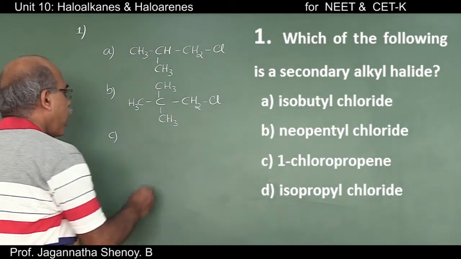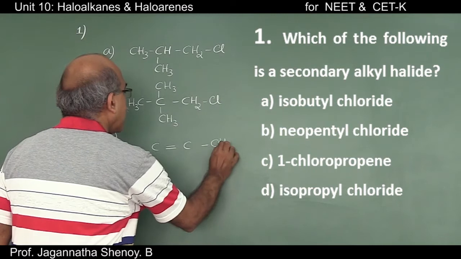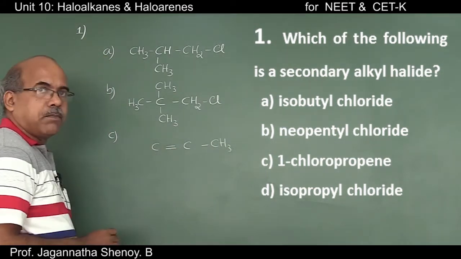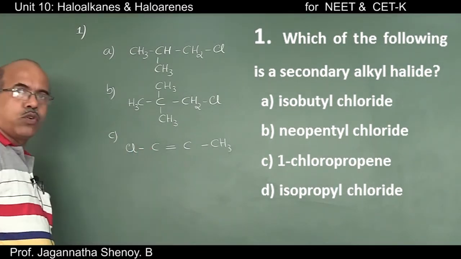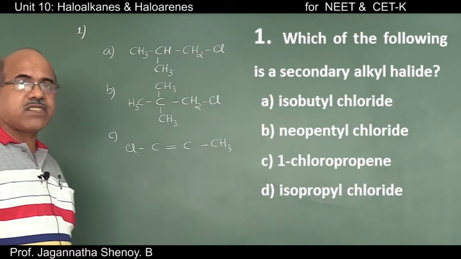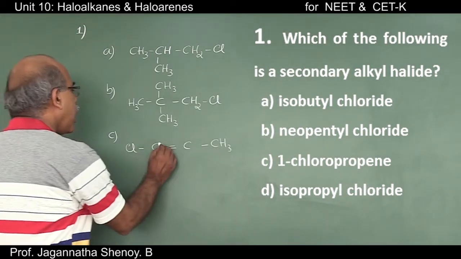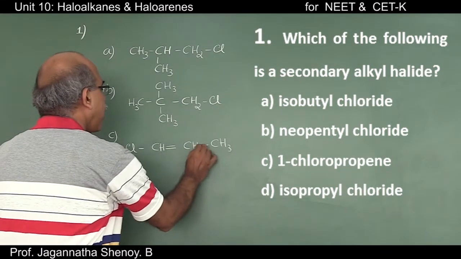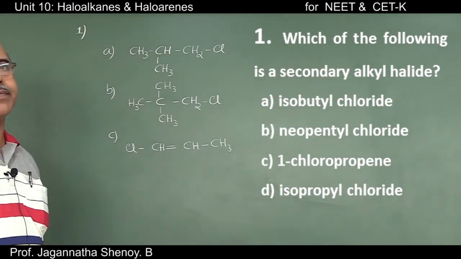Then I will move over to the third option given, 1-chloropropene. Now, how do I write the structure of 1-chloropropene? Here, immediately after the first carbon atom, you have a double bond, and on the same carbon atom, we must have a chloro group, and go on satisfying tetravalency of each carbon atom. So here I should have 1 hydrogen, and here it is CH3.